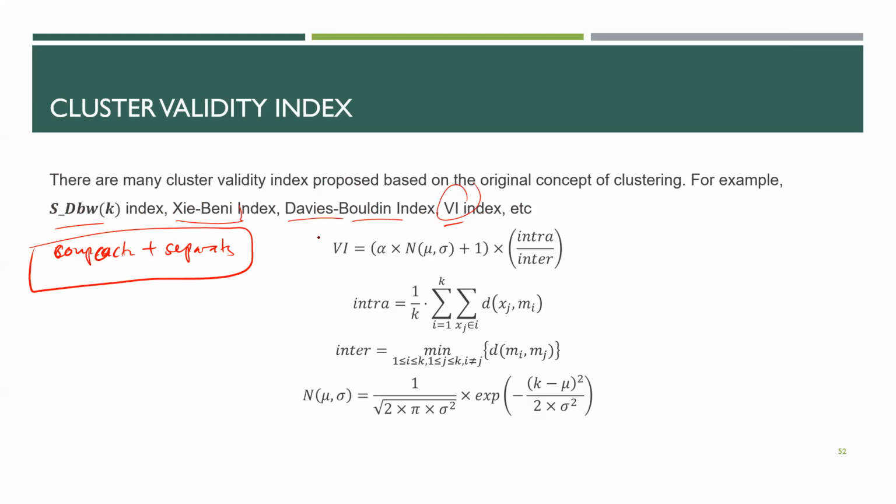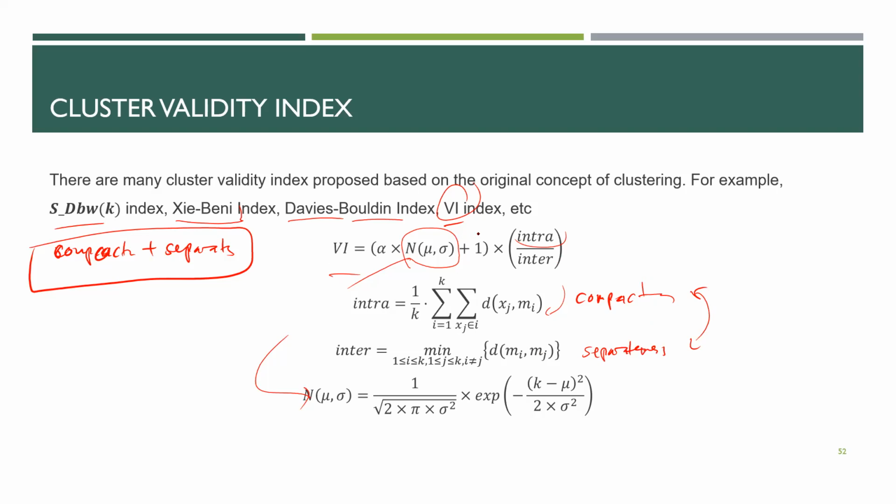VI index, this is the formula. Alpha is a parameter. This is basically following some Gaussian distribution, I think. Intra and inter. What is intra and inter? Intra is the compactness actually. Inter is the separateness. So here you can see that they put both in the same formula.